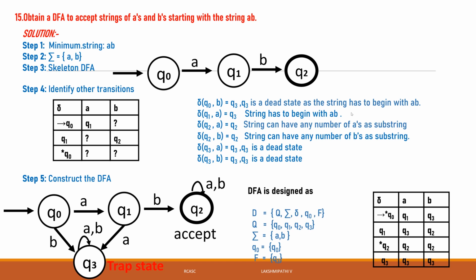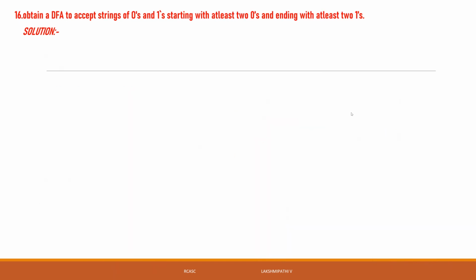Obtain a DFA to accept the strings of zeros and ones that start with at least 2 zeros and end with at least 2 ones. Here, strings of zeros and ones means the string consists of any number of zeros and ones, only zeros and ones. But it starts with at least 2 zeros and ends with at least 2 ones. What is the minimum string? The minimum string is 0011, because it starts with 2 zeros and ends with 2 ones.